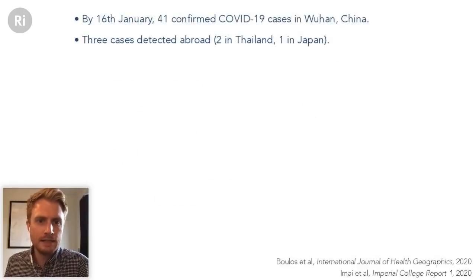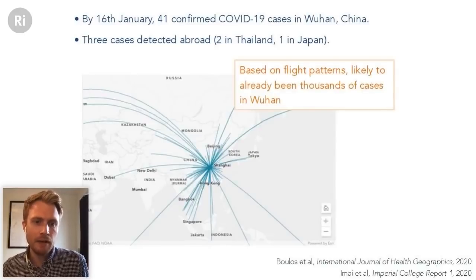In the early stages of the coronavirus outbreak, there were about 40 cases that had been reported in Wuhan in China. But also by this point, 3 cases had been detected abroad. And so, of course, travel isn't that common, or certainly not common enough that of 40 cases, 3 would somehow be abroad. Some researchers at Imperial College constructed a model of transmission and how many cases might have been exported to other areas based on travel patterns. And they found that for 3 cases to have already made it into other countries, there were probably thousands of cases already in Wuhan that hadn't been detected by that point.